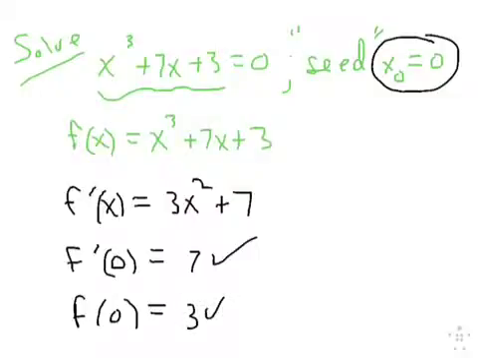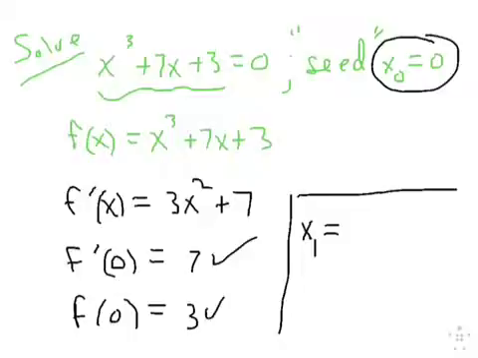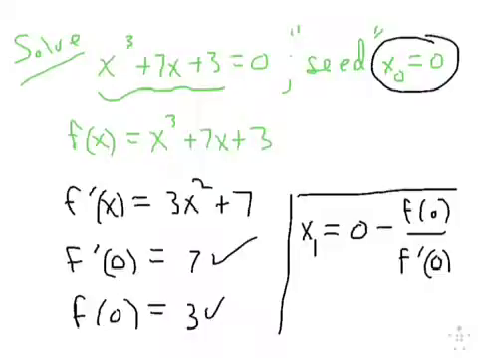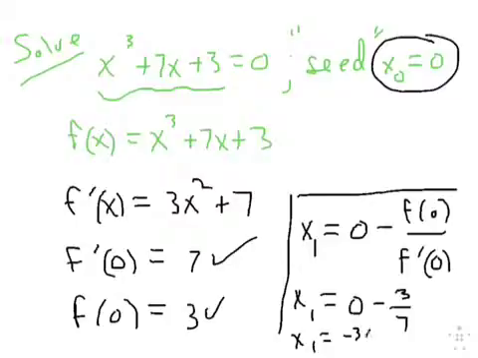Now if we lay out Newton's method then, x sub 1 would be equal to your initial guess, 0, minus the function evaluated at the initial guess over the derivative evaluated at the initial guess. So if we keep crunching that, that's 0 minus 3 over 7, which is clearly then x1 is negative 3/7.